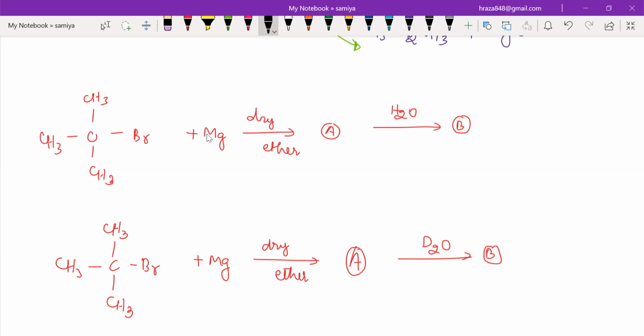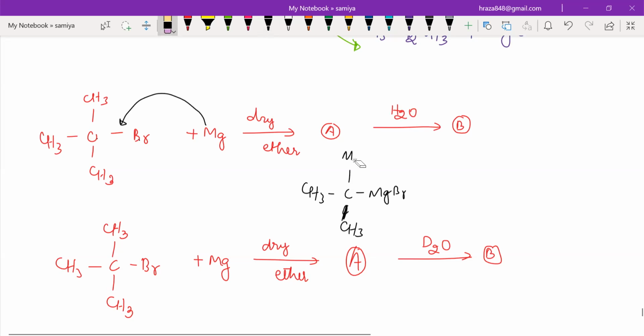So you can see what happens here. Magnesium will go between carbon and bromine. So what will be the product? CH3C MgBr. Yes or no? Yes. Now, can you do the rest part, the B? Yes or no? Please let me know.